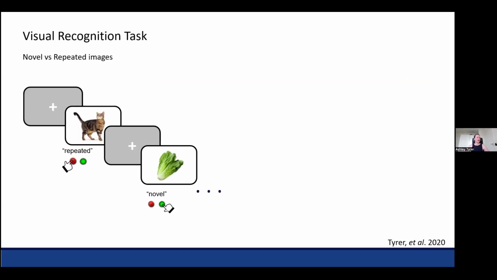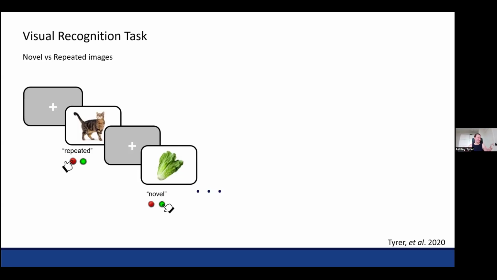Participants first underwent a training phase where they were shown 100 images of nameable objects. This training phase took place outside of the scanner. So they were just shown these nameable objects, and let's say there was a picture of a cat or a picture of a cabbage, it's either a cabbage or a lettuce. I don't really know what that even is. I'm not so hot on vegetables, but it's a vegetable.